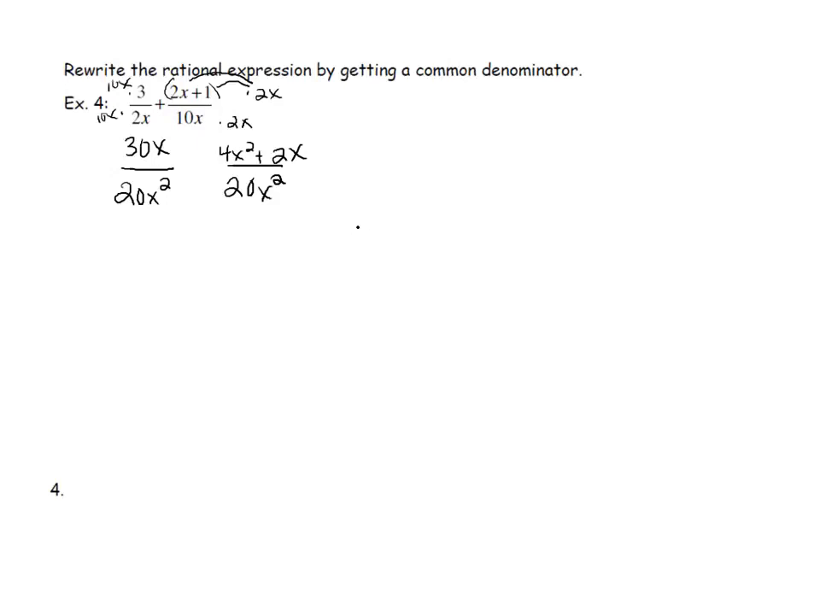So that's how you can rewrite them. Now we're not doing anything with these yet. We're going to come back to these. But that's how you rewrite them to get a common denominator. We're going to have to change the numerators as well.